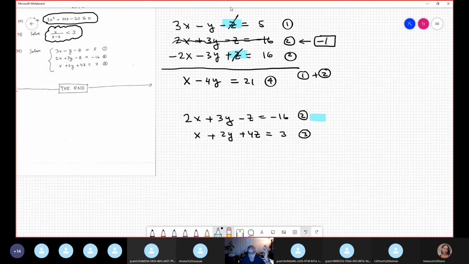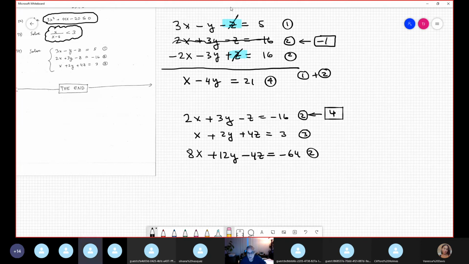By 4, positive, because the factor is 4, positive 4, because 4 times negative z is negative 4z. Okay, super. The multiplication of the whole thing is 8x plus 12y minus 4z equals negative 64. This is equation 2 now, the new equation 2. Where does 64 come from? Negative 16 times 4 is negative 64.